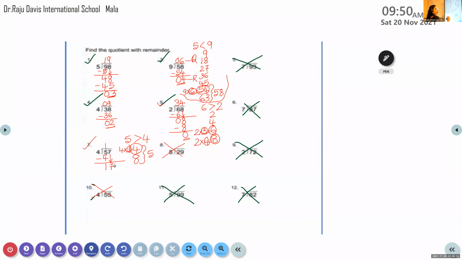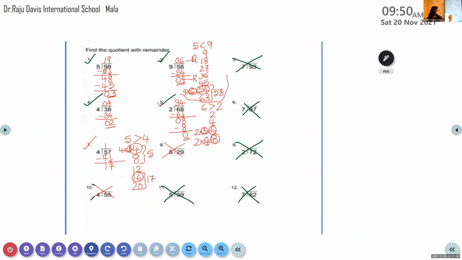For that, if you are not thorough with the table, we can write the tables on the side. 4, 8, then 12. 4 3s are 12. Then 4 4s are? Sarah? Ma'am, 16. Yes. 4 5s are? 20. You got a number greater than 17, so you have to stop there. 17 is in between 16 and 20. So, 16 has to be taken because 20 is greater.